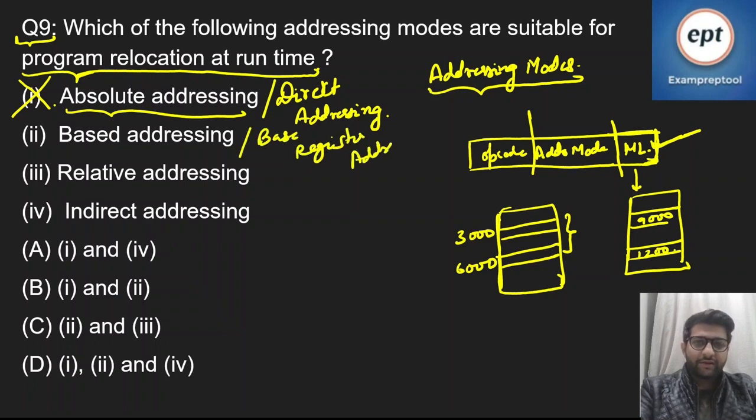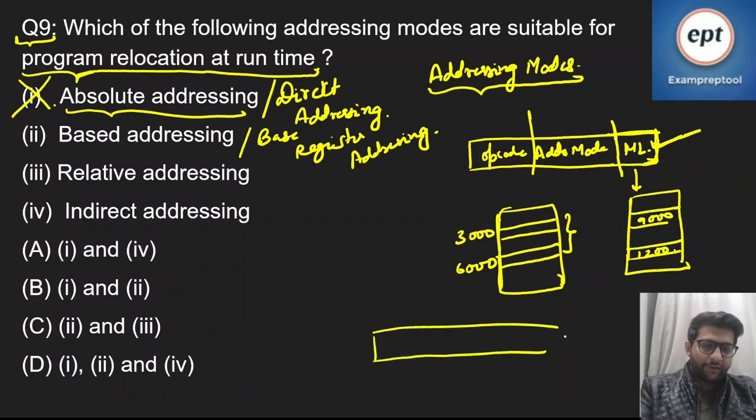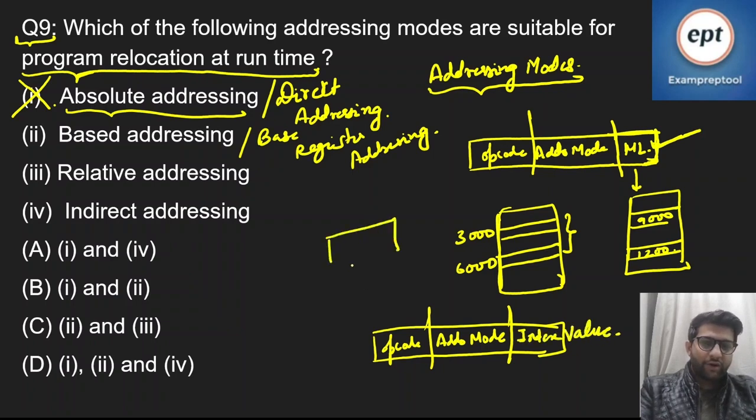The second one is base register addressing. What will the format look like? There will be an opcode, again the code for the addressing mode, and then the offset value or the index value, and then a base register, which will store the base address of, let's say, an array, if you are accessing an array.